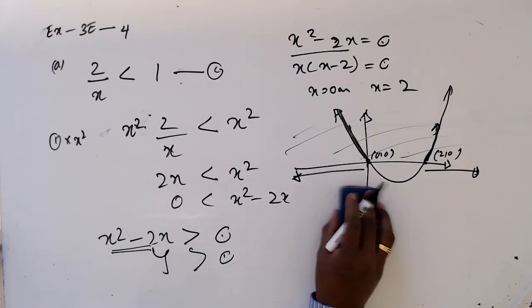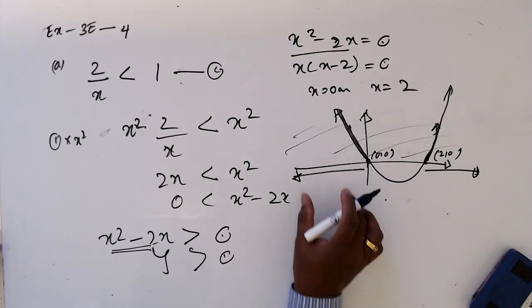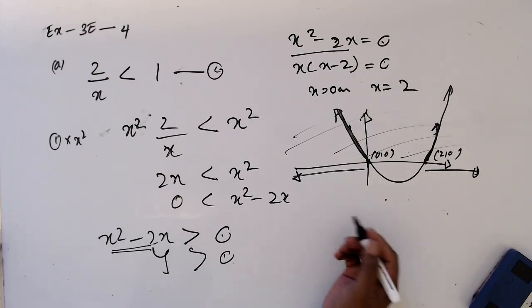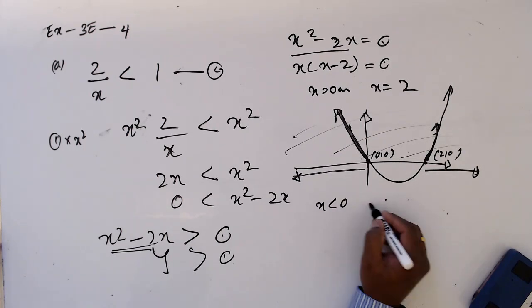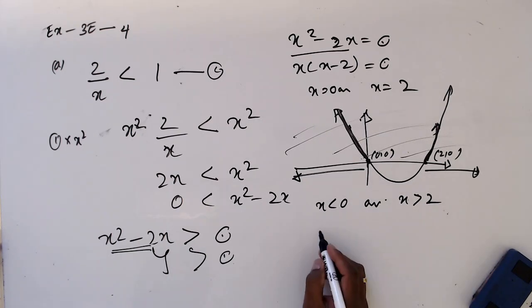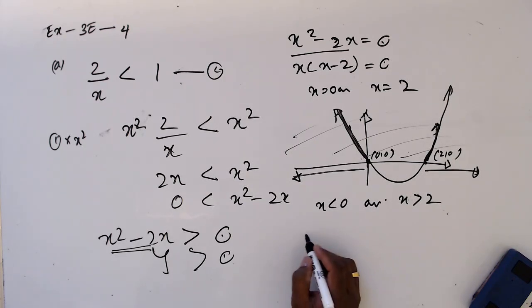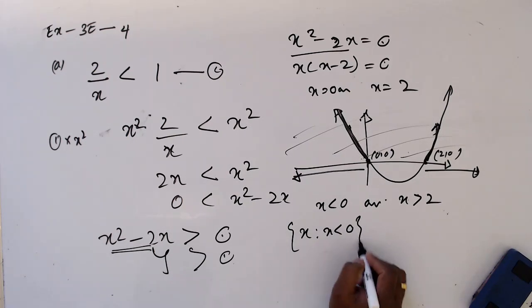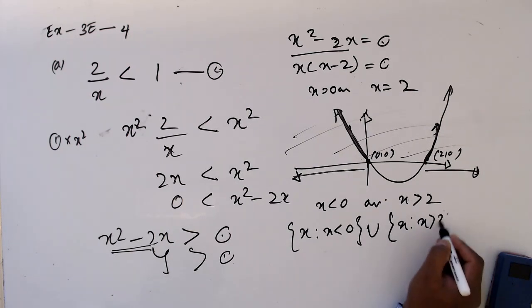Hence, the required interval is x less than 0 or x greater than 2. x less than 0 union x greater than 2.